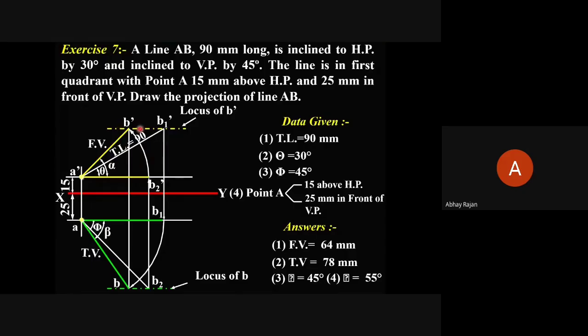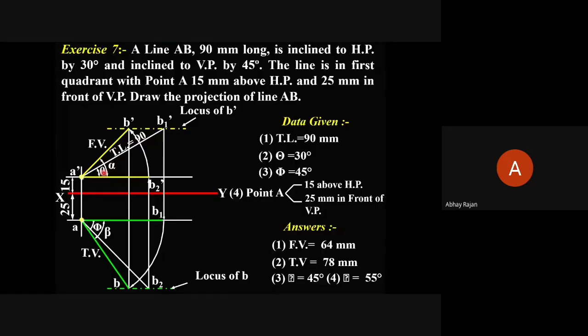Okay, sir. Okay. So whenever a line AB 90 mm long is given, this is the true length, and if it is inclined to HP by 30 degree and inclined to VP by 45 degree, these are the true inclinations. That is the theta and phi. Later on, you have to find out the alpha and beta. Alpha and beta is the apparent angle. So once you combine these rotations, you will be getting the final projections, and this final projection will be having an angle more than our true inclinations.